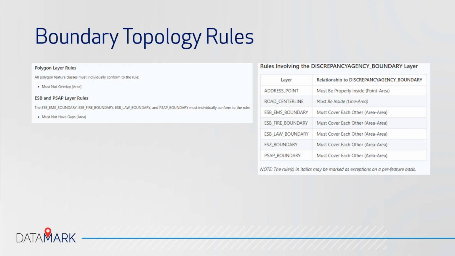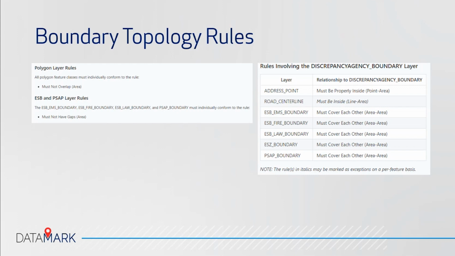When the developers build the toolkit and start thinking about the validations, what they have to do is create what are called rules. And the rules are kind of the framework for identifying what is wrong in the data. Okay, so anything that goes against the rules or violates the rules is something that's going to be flagged as an error. Okay, so you can see that you cannot have gaps with your discrepancy agency boundary.